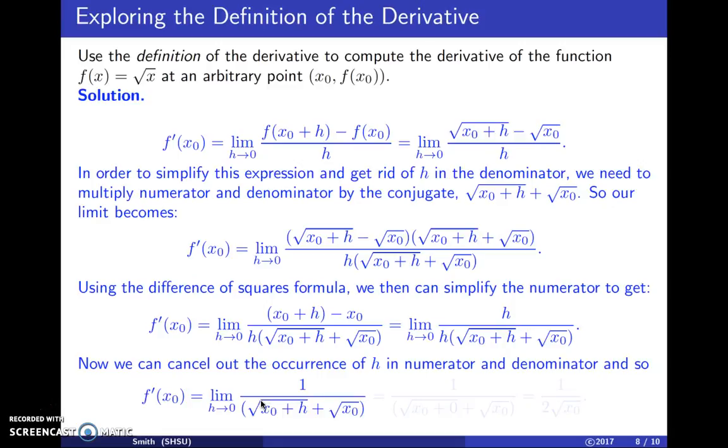Now we're taking the limit as h goes to 0, and this expression, can we just substitute h equals 0 and see what happens? Yes, we can. If we substitute h equals 0, we end up having 2 square roots in the denominator, and so my answer is 1 over 2 square root of x naught. So there's the derivative of the square root function at an arbitrary point where the x value is x naught.